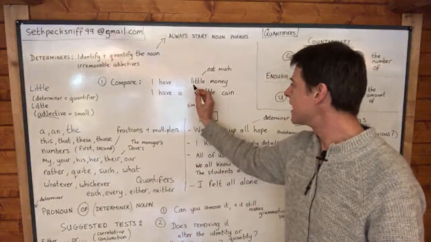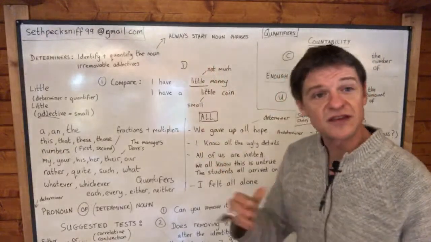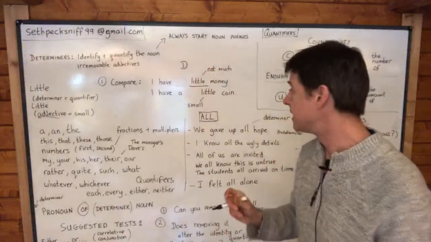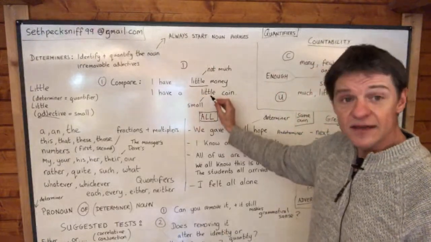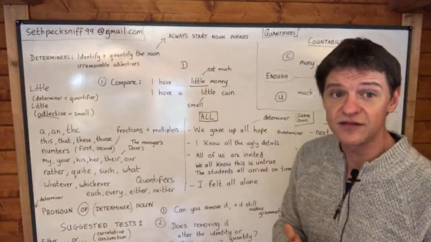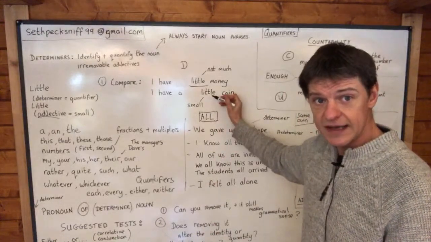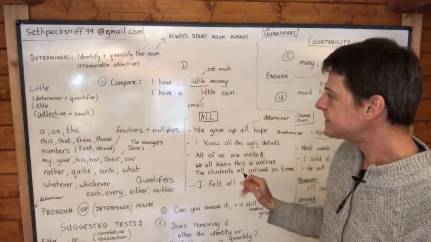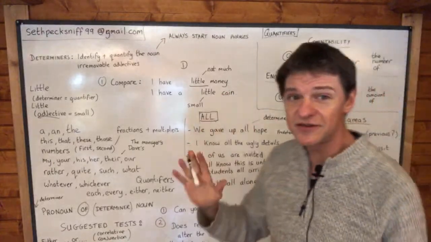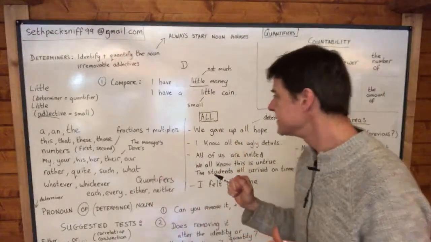And when we say I have little money, this little is a determiner because it's describing the quantity of money. But when you say I have a little coin, this little is talking about the size of the coin, and so this little is an adjective. Okay, so the two littles are very, very different. And to see the difference, I mean, I must admit they do come very close, but they are different.